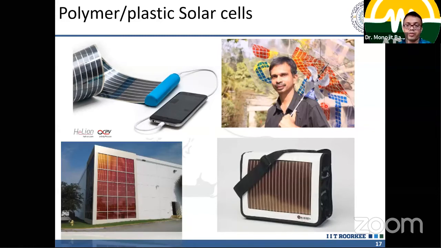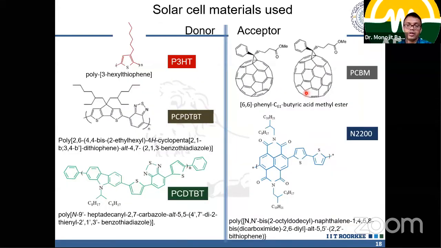So you can have some sort of an umbrella which can be coated with solar cells, like polymeric solar cells, and it can power small equipment like that, right? So what are the materials we use for solar cells?